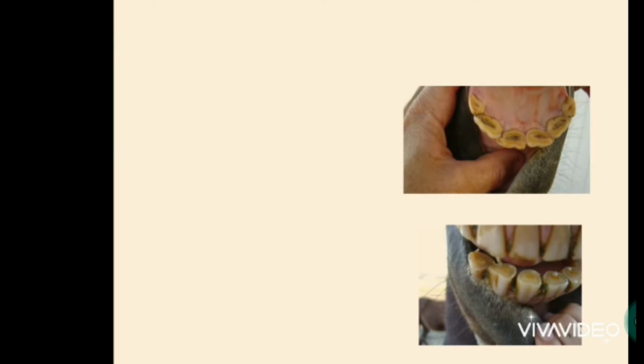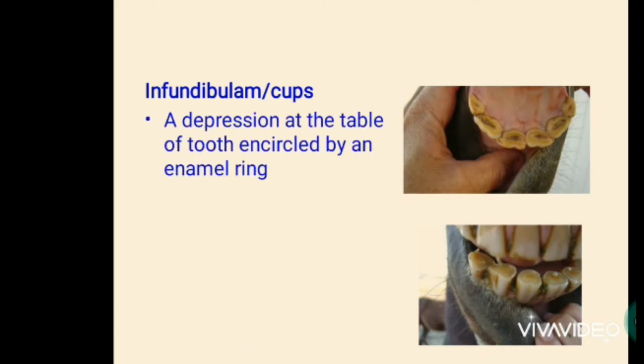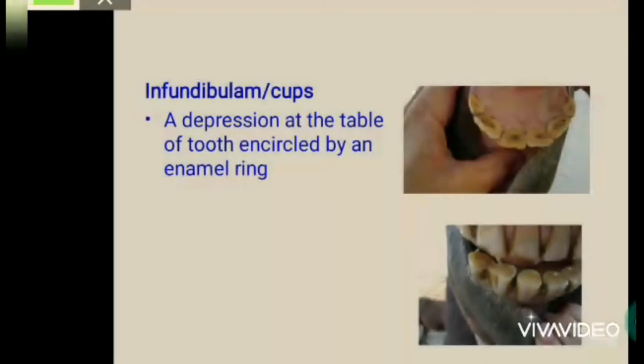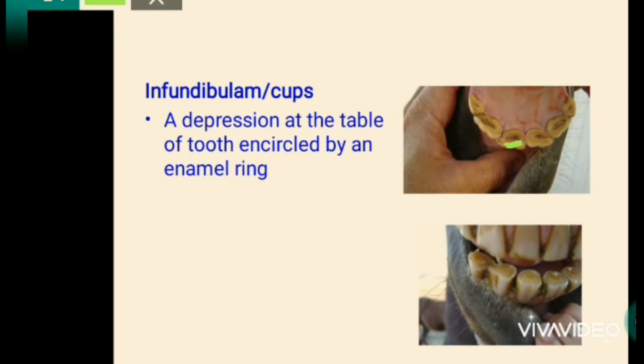Now in this picture we are going to understand two very important terminologies. The first one is the infundibulum or cusp. The infundibulum or cusp is actually a depression at the table of the tooth which is encircled by the enamel ring. The part I have highlighted in green is called the infundibulum or cusp. It is greenish or blackish in color.